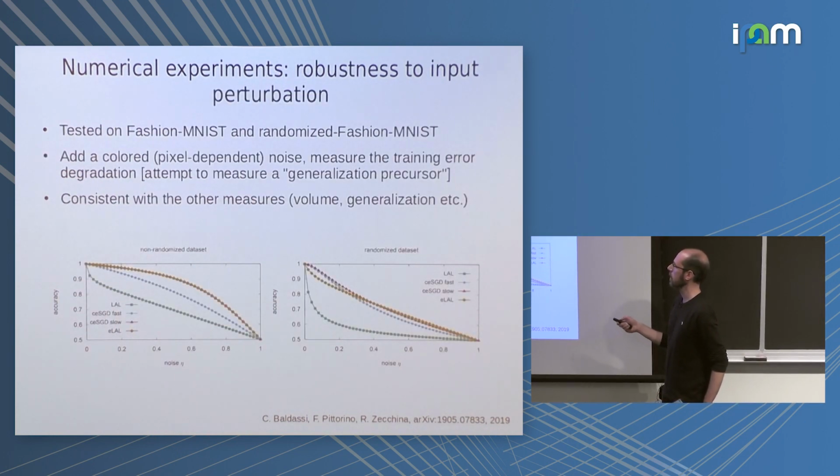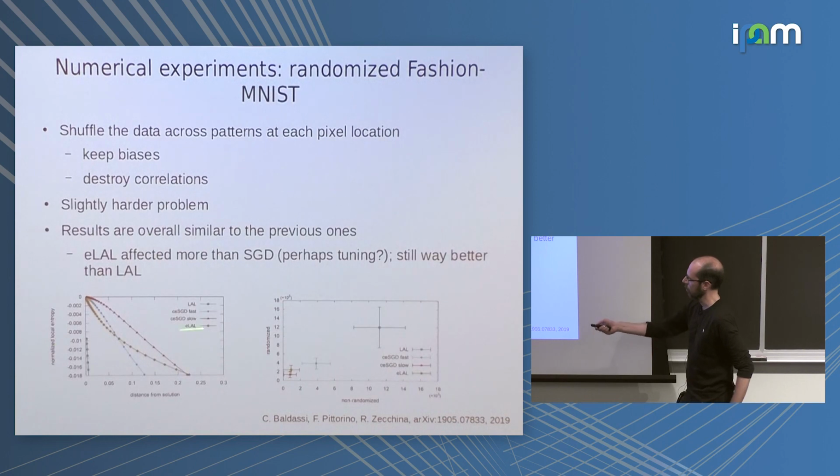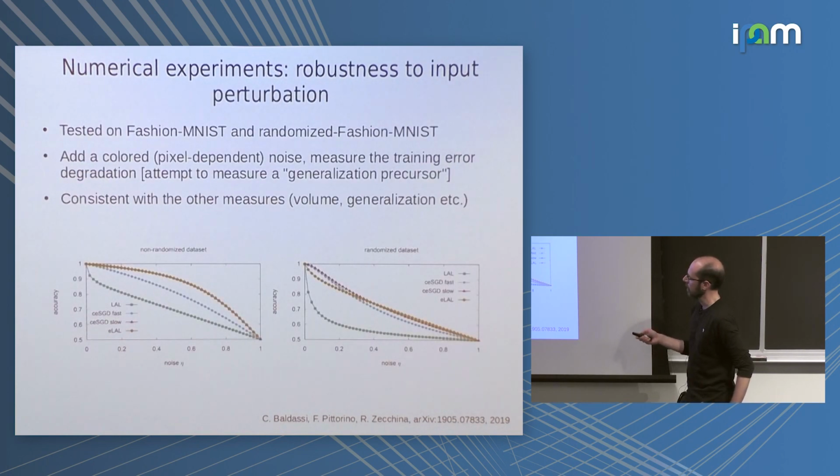And the final test that we did was we tried to measure now the robustness with respect to perturbations of the input. So what we did was we tried to introduce noise in the training set, again, in order to compare the non-randomized data set with the randomized data set on something that resembles the generalization, let's say, capabilities. And in order to do that, we corrupted the data in a way that tries to keep the statistics there. And again, the randomized data set is harder, the volumes are smaller, but the picture is pretty much completely consistent with all the other pictures that I've shown before. So this is it.